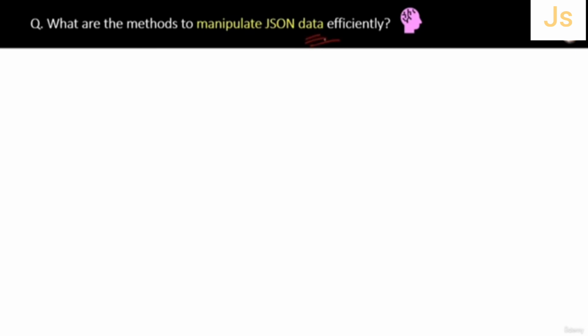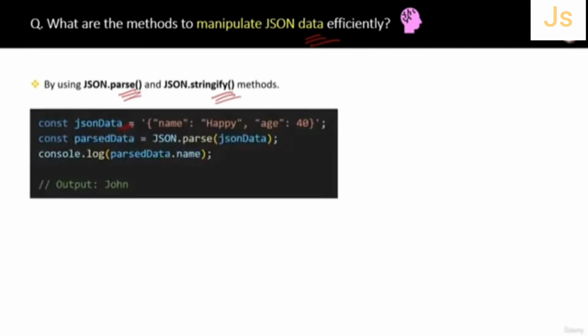What are the methods to manipulate JSON data efficiently? The answer is by using JSON.parse and JSON.stringify methods. As you can see, we have some JSON data here, which is converted into an object by using this JSON.parse method. That is the answer to this question.